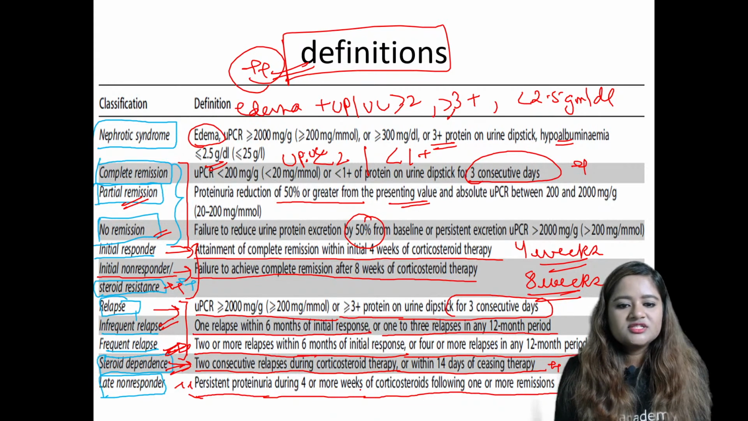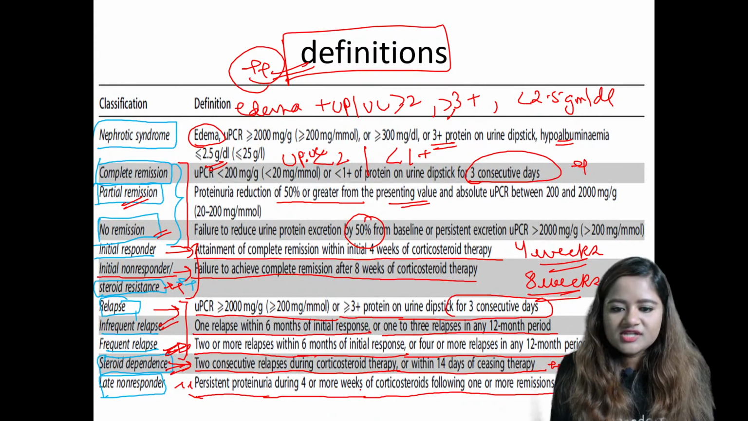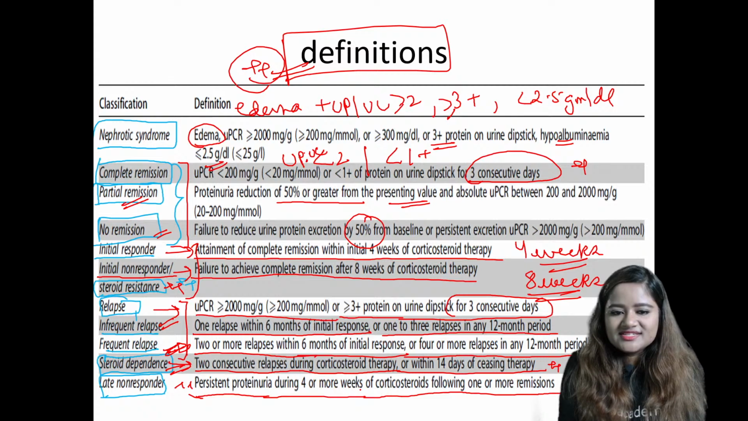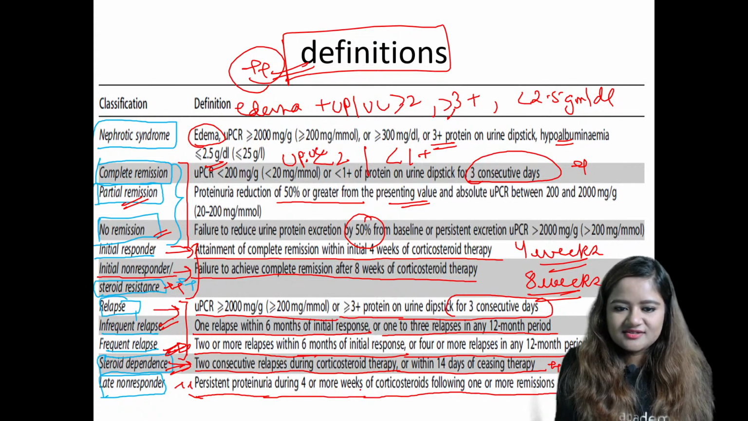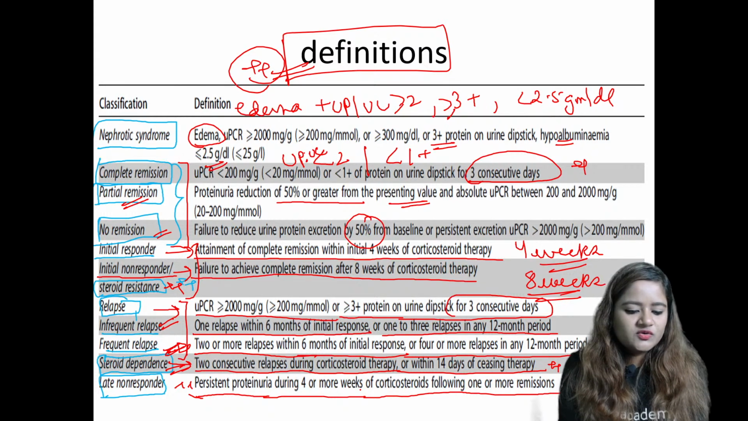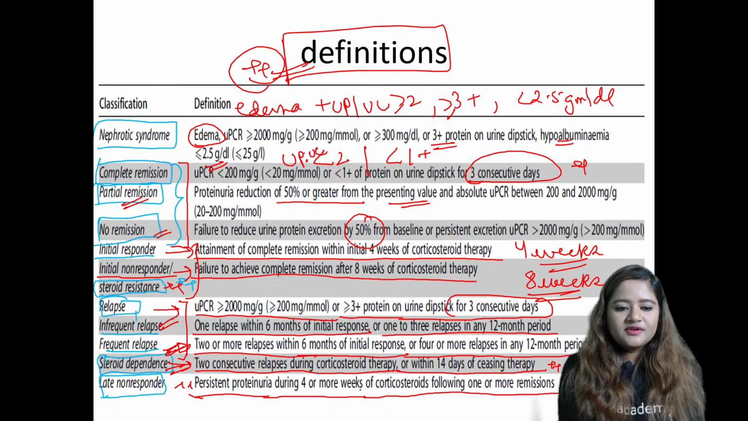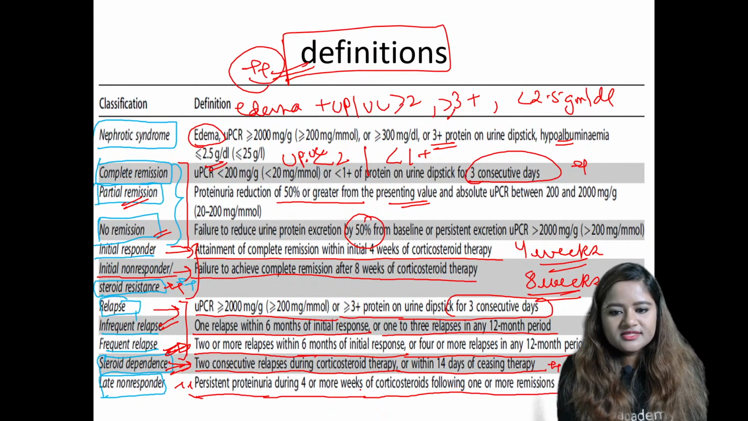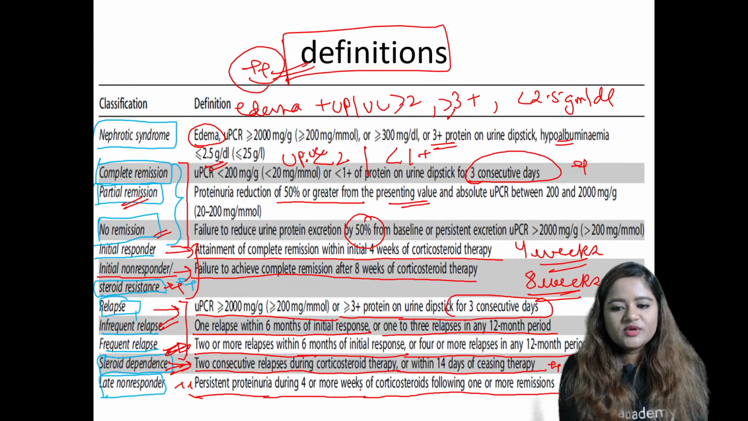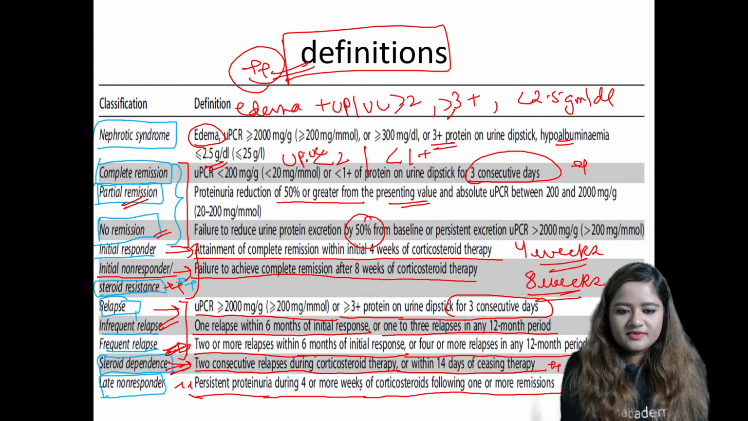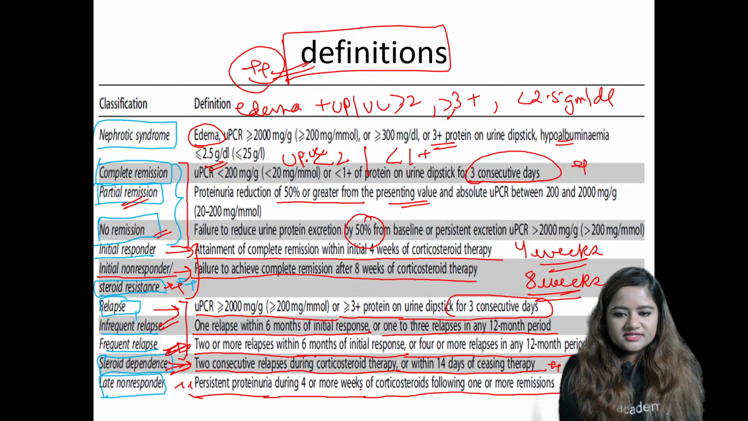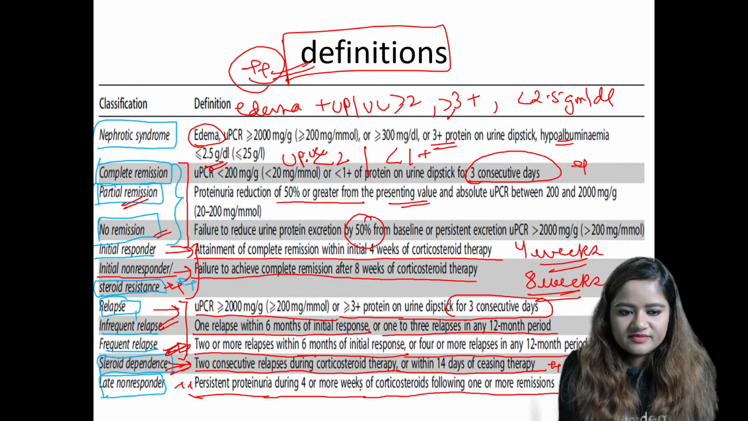Relapse means what? Just the opposite of that. If again the definition has come up and your treatment has gone to waste. So if that happens for 3 consecutive days, that means UPUC becomes more than 2 and the urine dipstick is more than or equal to 3 plus for 3 consecutive days, that becomes a relapse. Infrequent relapse, 1 in 6 months, or 1 to 3 in a 12 months period. Frequent relapse, just double of it. 2 or more relapses in 6 months and 4 or more relapses in a 12 months period.